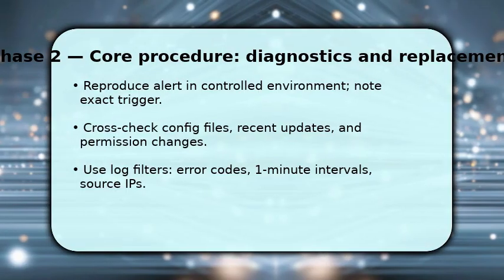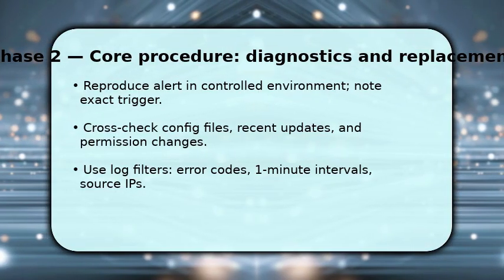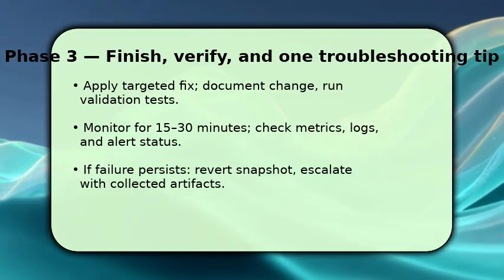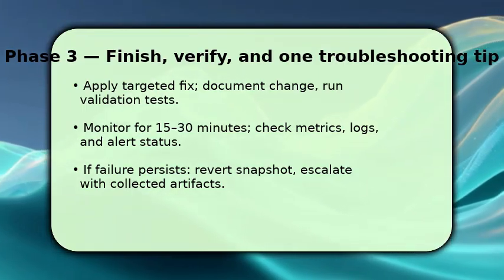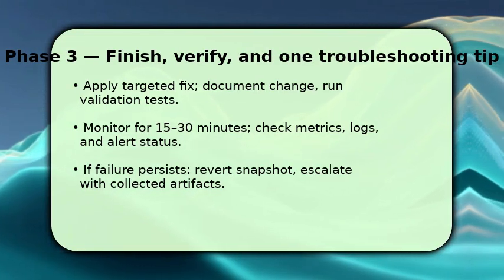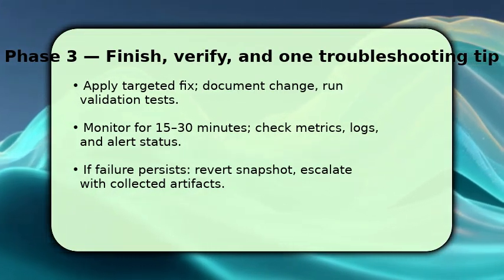You apply the targeted fix you validated earlier, edit the config, deploy the patch or correct permissions, and document the exact change. Then run validation tests and monitor the system for 15 to 30 minutes, watching metrics, logs, and the alert itself to confirm resolution.